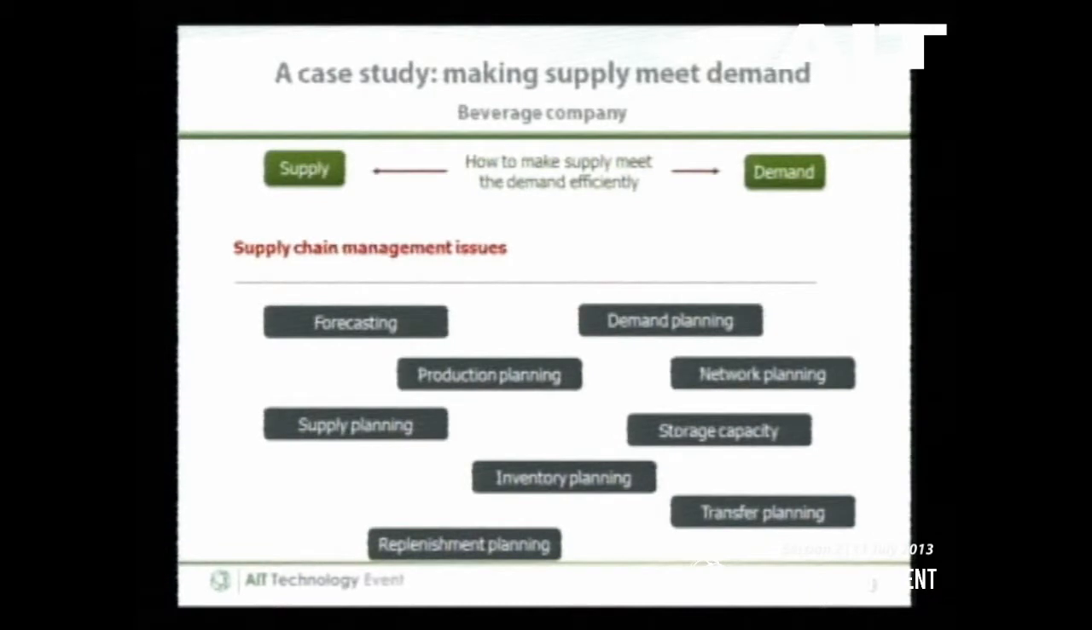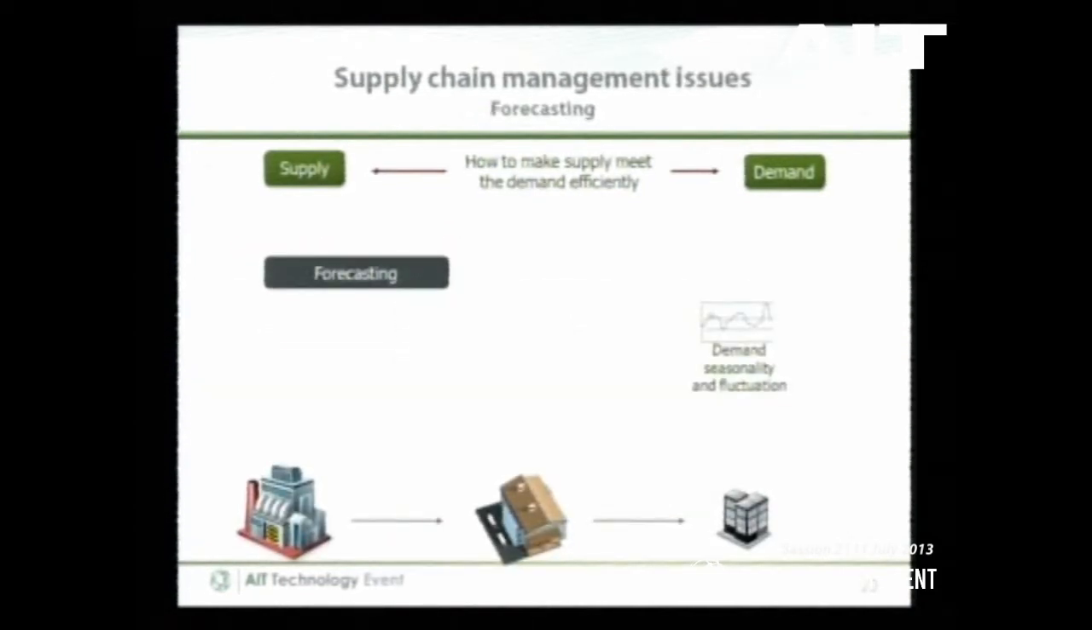So these are the supply chain management issues that this particular company faced. I think every company faces the same thing. So let's look at some examples. Forecasting first. Again, our issue is how to make supply meet the demand efficiently. With forecasting, demand has seasonality and some fluctuation. Every planning starts from the forecast.